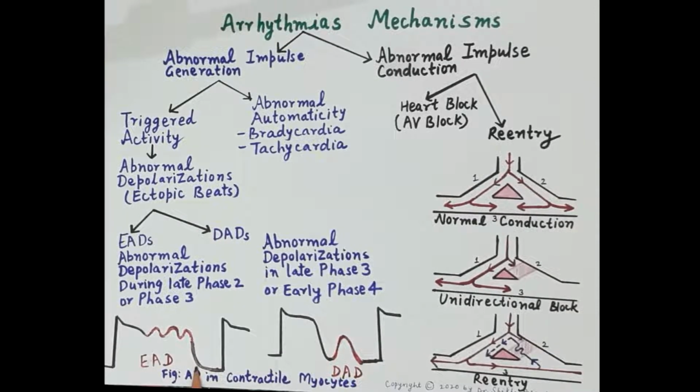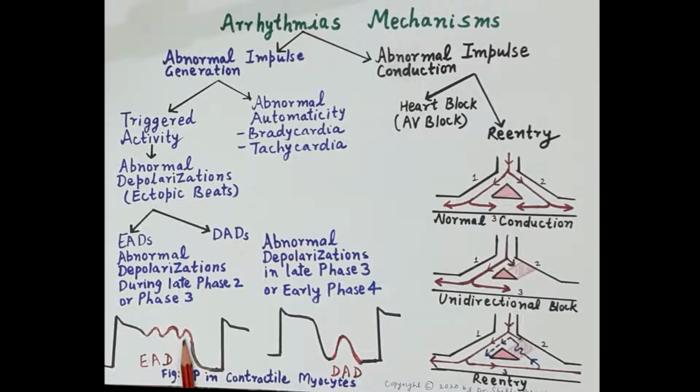So early after depolarization. Now phase 2 early after depolarizations are caused due to the opening of calcium channels because of the increased influx of calcium ions during the plateau phase, whereas phase 3 early after depolarizations are caused due to the opening of sodium channels due to the excessive influx of sodium ions. And therefore calcium channel blockers and sodium channel blockers can be used in preventing early after depolarization.